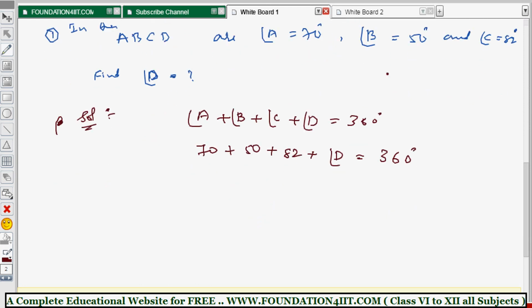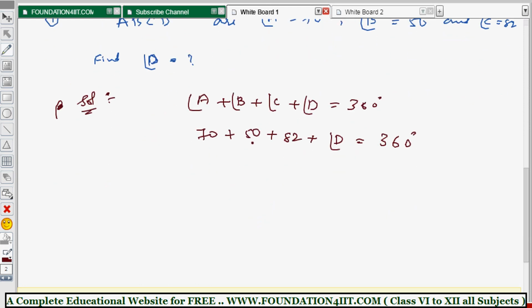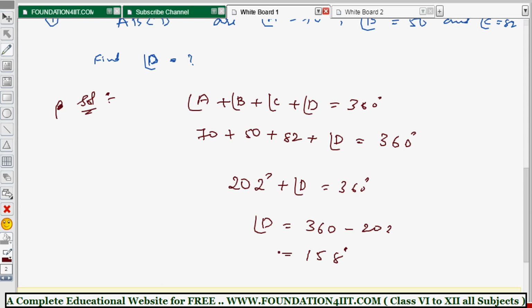Then these three if you add: 70 plus 50, okay, 120, plus 82, 202, plus angle D is 360 degrees. Then angle D is equal to 360 minus 202. You can subtract both, that is 158 degrees. Therefore, angle D is 158 degrees.